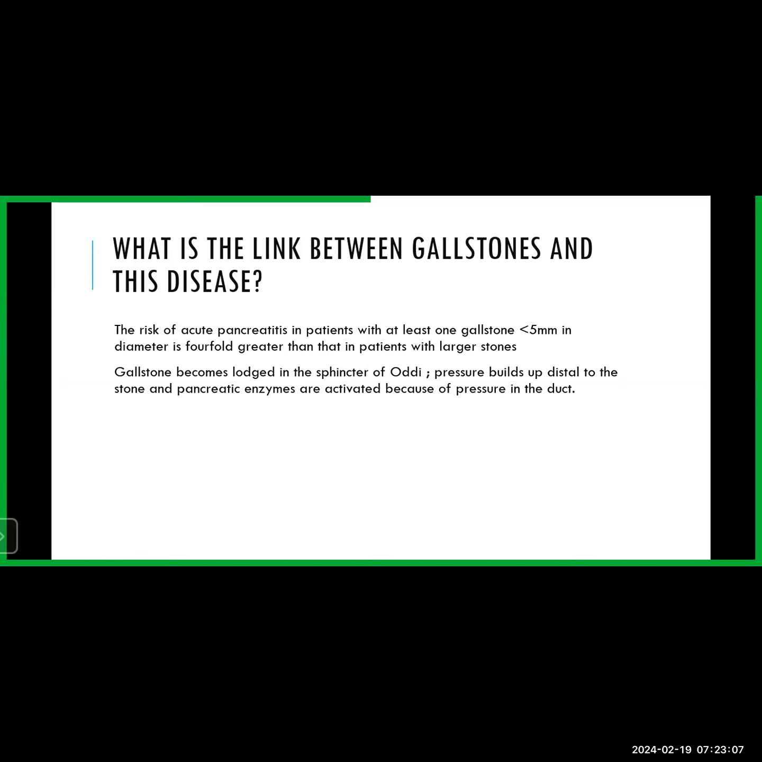Okay, so the link between gallstones and acute pancreatitis. It was said that the risk of acute pancreatitis in patients with at least one gallstone less than 5 millimeters in diameter is 4-fold greater than that of patients with larger stones. So what happens if the gallstones become lodged in the pancreatic duct? This causes pressure to build up distal to the stone, and this causes pancreatic enzymes to be activated.